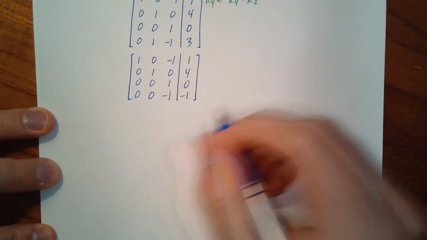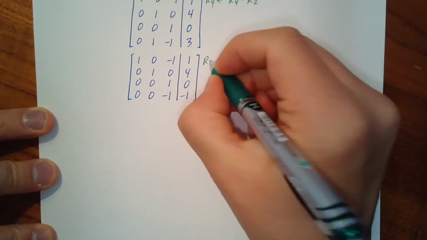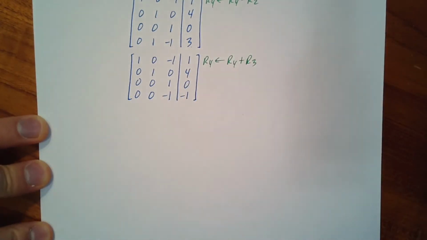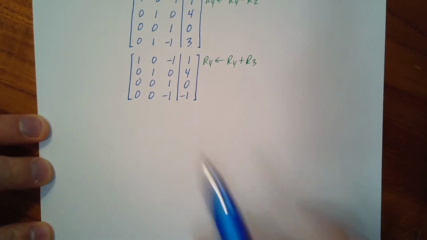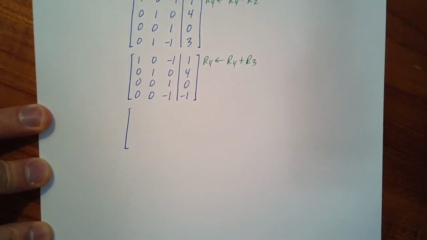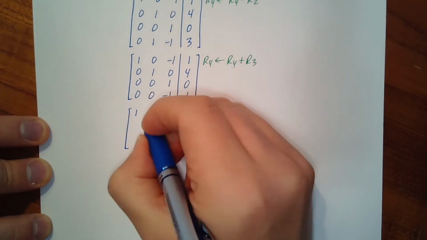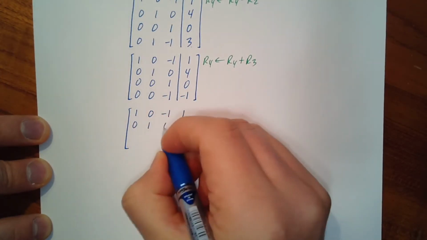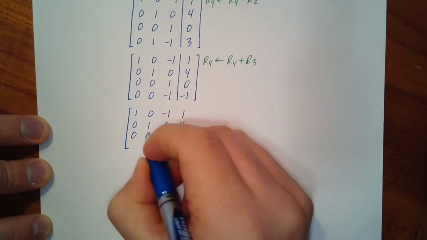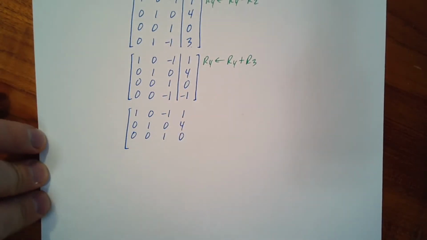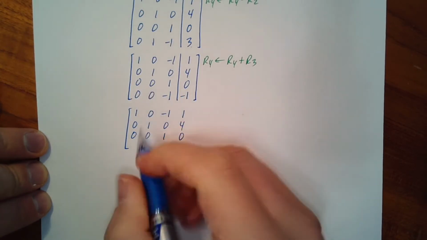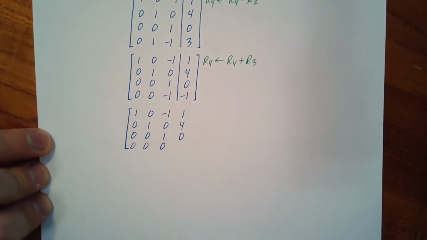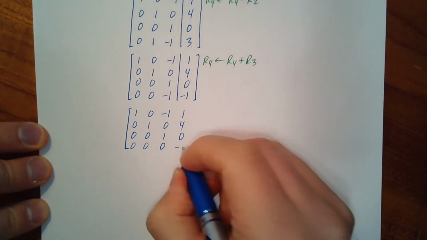So what happens if we do that? If we take row 4 and replace it with row 4 plus row 3, just to get rid of that -1 in that position, well, the first 3 rows won't change again. So 1, 0, -1, 1, 0, 1, 0, 4, 0, 0, 1, 0. Those are all going to be the same. And then the fourth row, 0 plus 0 and 0 plus 0, we're just going to have 0 for the first 2 entries. -1 plus 1 is going to be 0. And then -1 plus 0 is going to be -1.